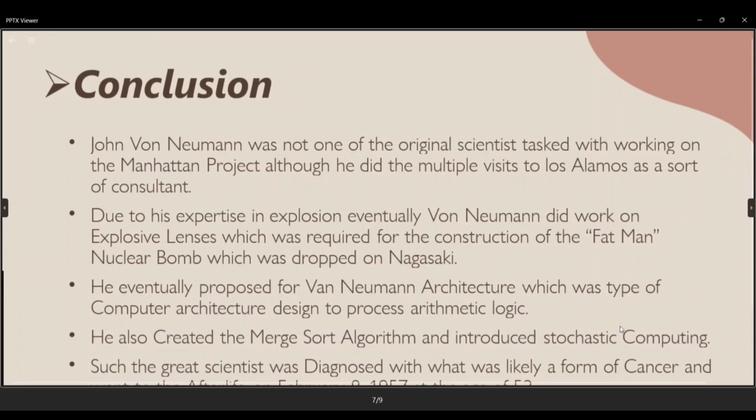In conclusion, John von Neumann was not one of the original scientists tasked with working on the Manhattan Project, although he did pay multiple visits to Los Alamos as a sort of consultant. He eventually proposed the von Neumann architecture, which is a type of computer architecture designed to process arithmetic logic. He also created the merge sort algorithm, and the great scientist was diagnosed with what was likely a form of cancer and passed away on February 8, 1957, at the age of 53.